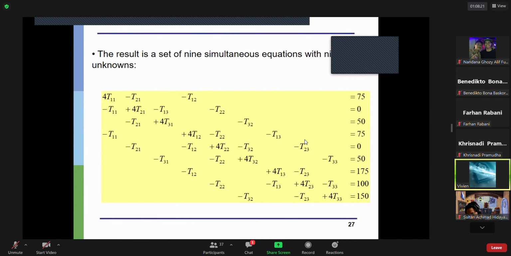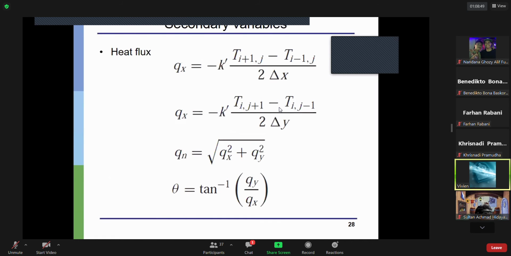Now that will be for the elliptic problem. Before we continue, is there any question? So this is similar to what you have done in heat transfer, yeah? So we will continue. When we have the temperature distribution already, we can find the secondary variables.